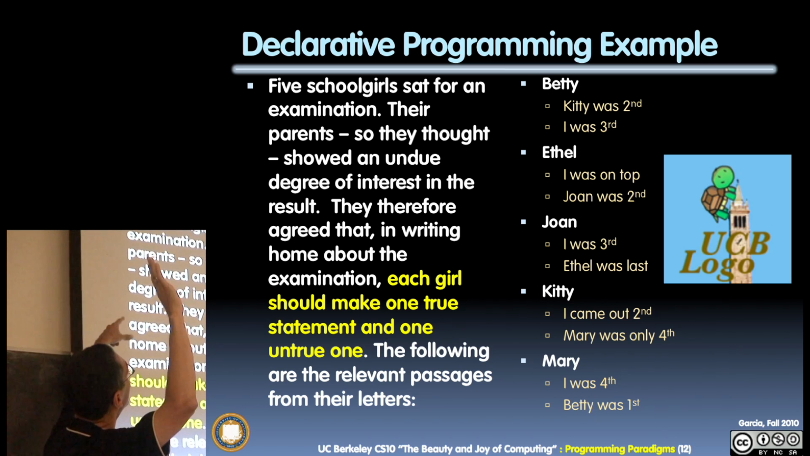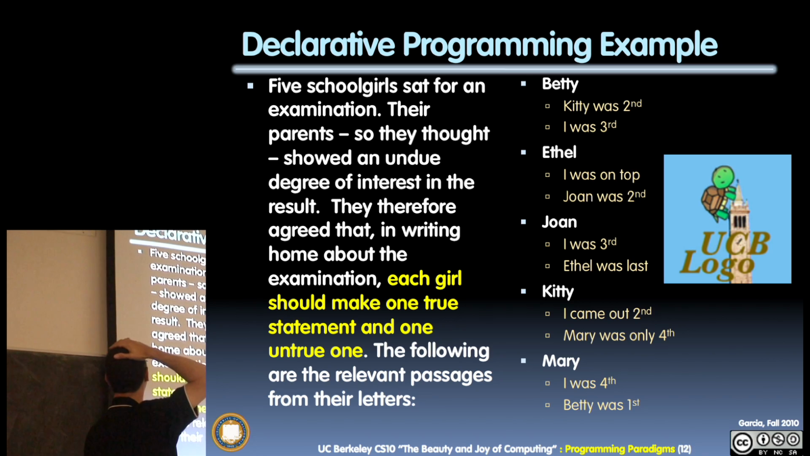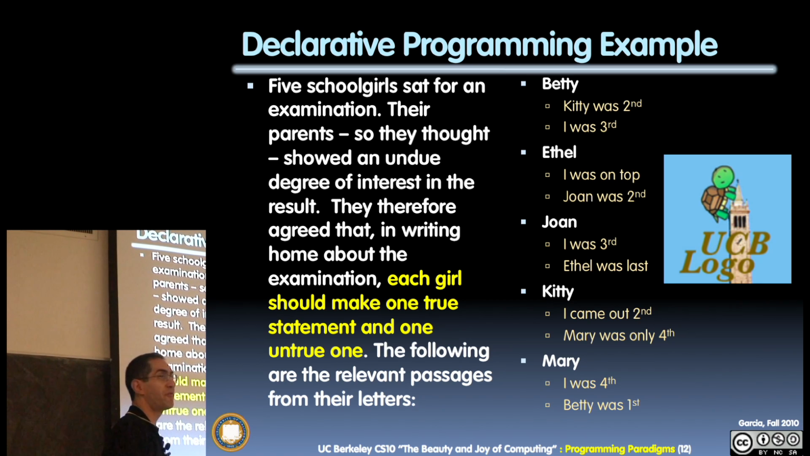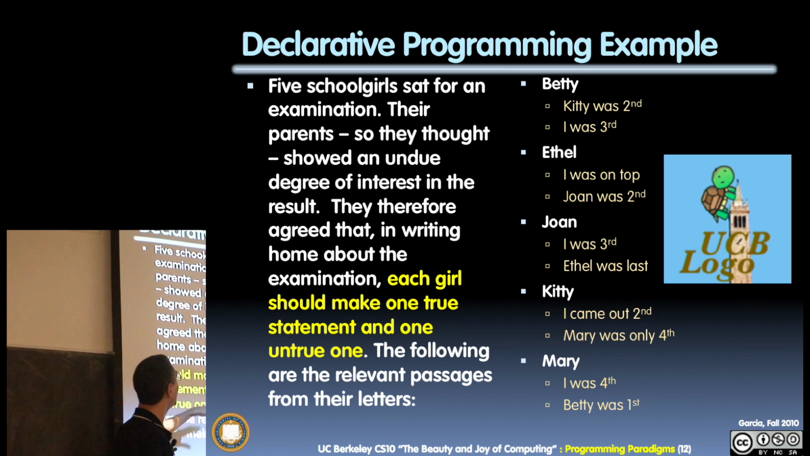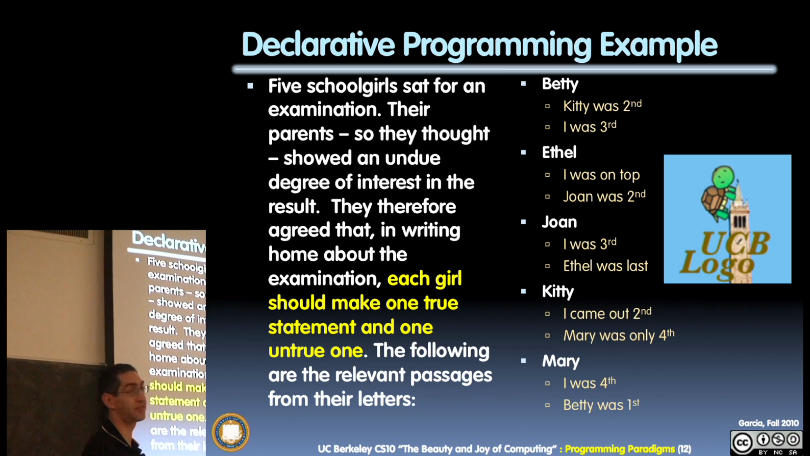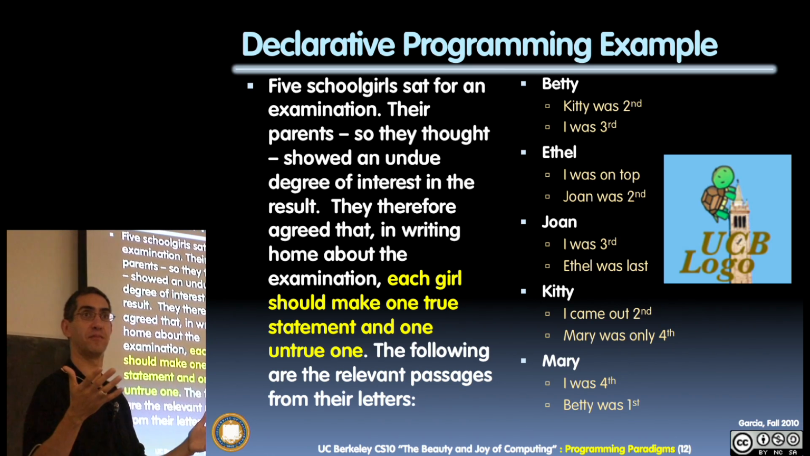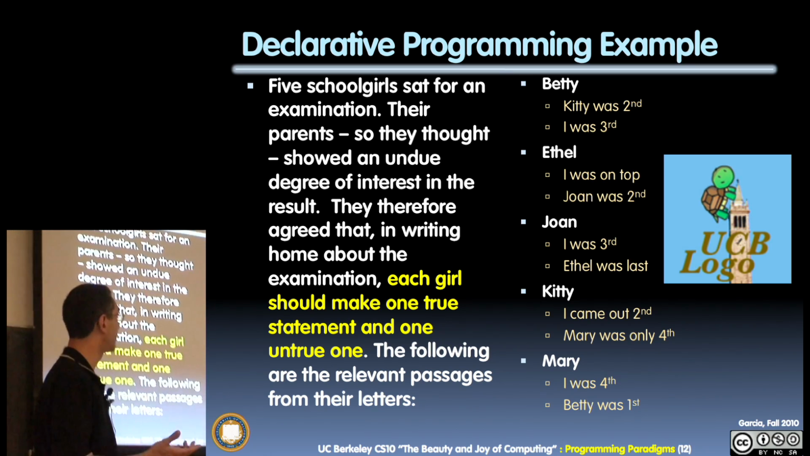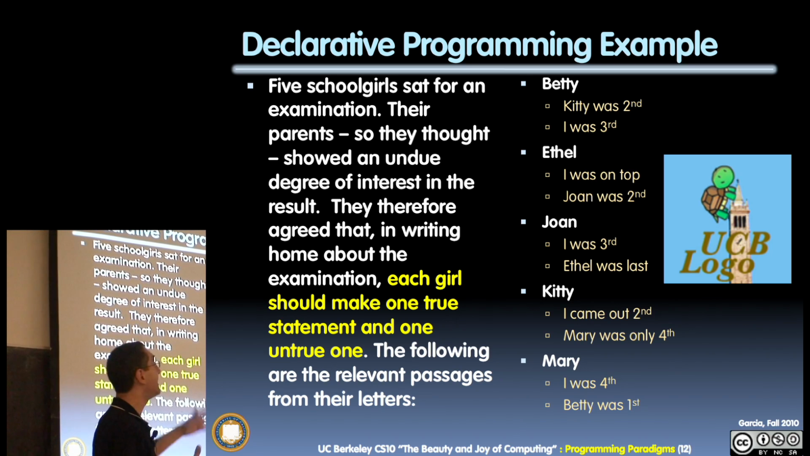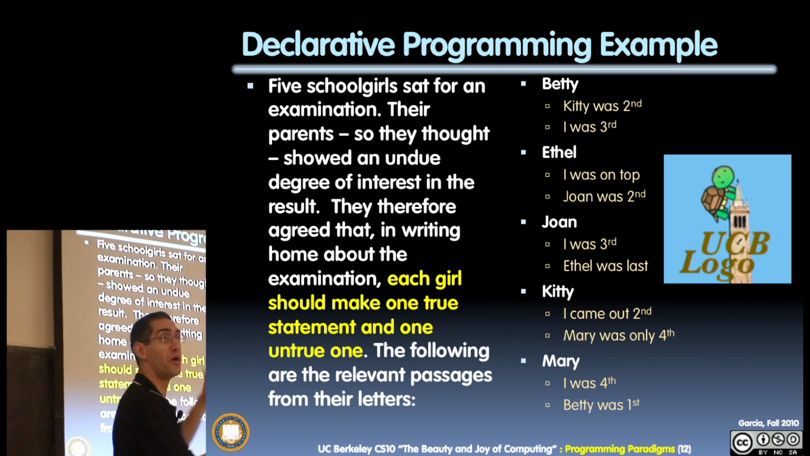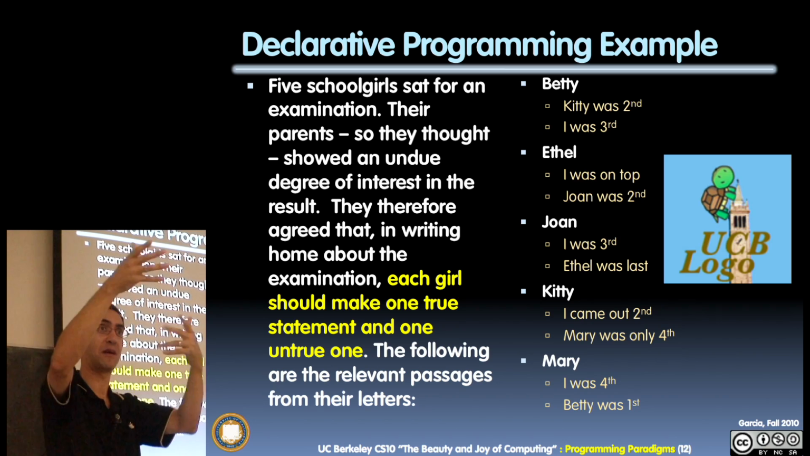In which I have, let's read, 5 schoolgirls sat for an examination. Their parents showed an undue degree of interest in the result. They therefore agreed that, in writing home about the exam, each girl should make 1 true statement and 1 untrue one. And the goal is to figure out how they did in the exam. 5 girls, 5 rankings. 1, 2, 3, 4, 5. No ties. Okay? And so you have these girls saying, Betty says Kitty was 2nd, I was 3rd. Ethel says I was on top, Joan was 2nd, etc. And it is the case that of these 5, there's a unique answer, and that's all you need to know in order to determine that unique answer of how they placed on the exam.